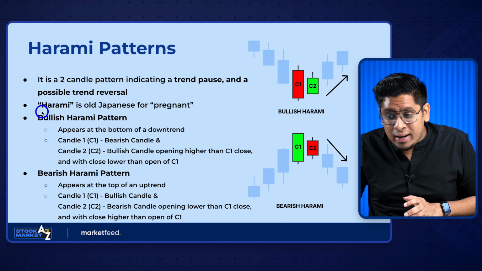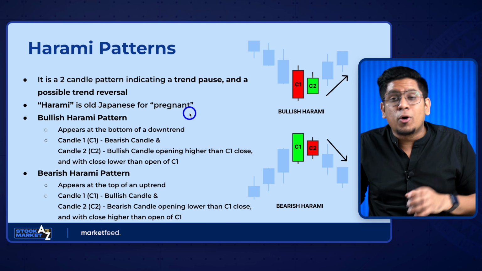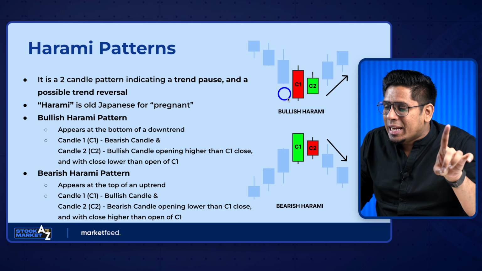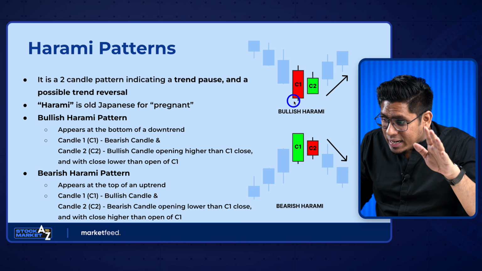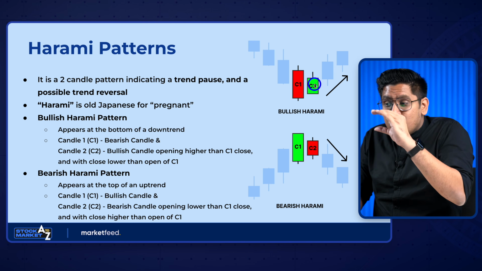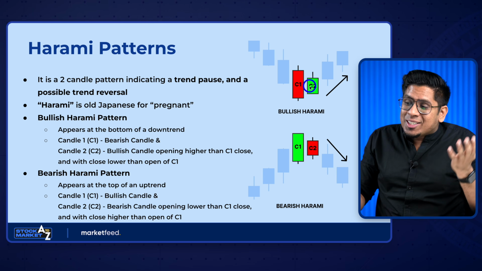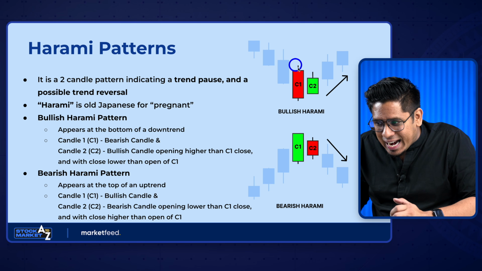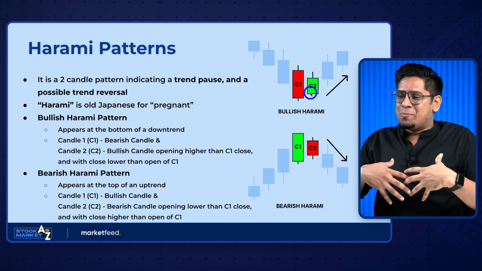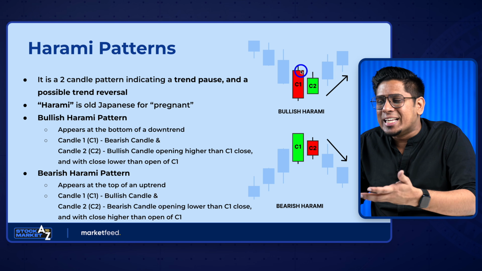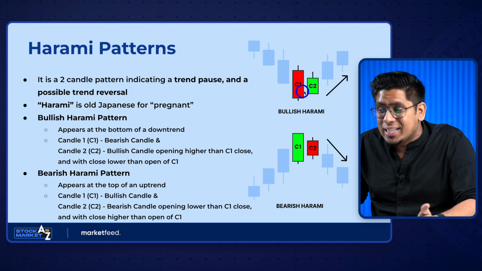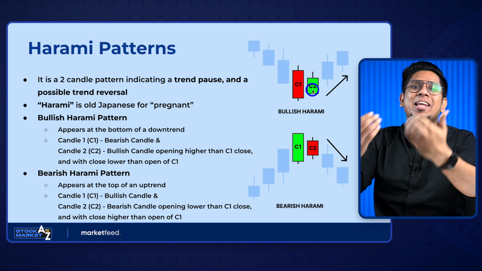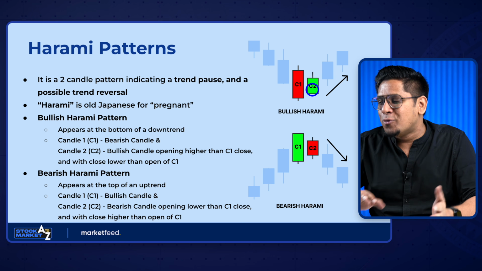Harami is old Japanese for pregnant. So if you quickly look at the image here, you can see that there is one candle and the second candle is well within the previous candle. You can say that this looks like a pregnant candle, right? The first candle and the second candle is well within it, and put together, you can kind of say that C1 is pregnant with C2. That is just how the terminologies and the names came into being, right? Again, let us not even focus on that.